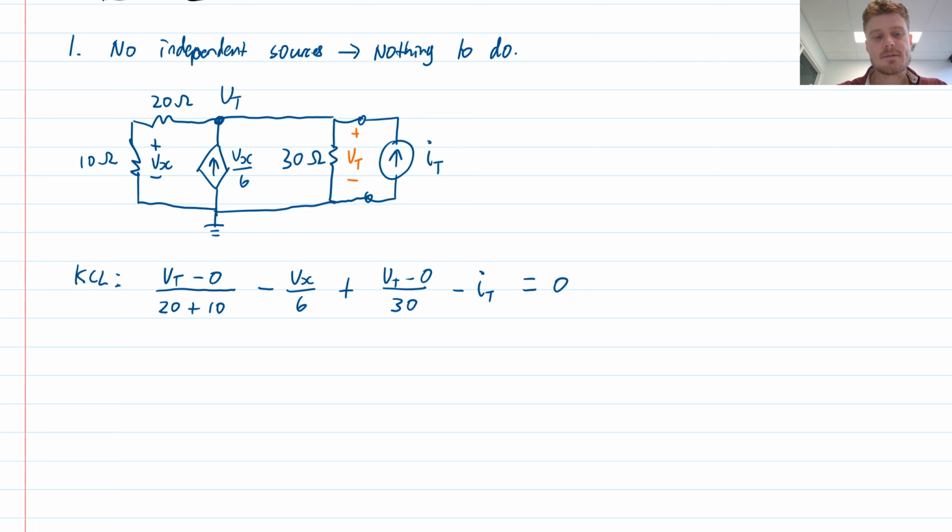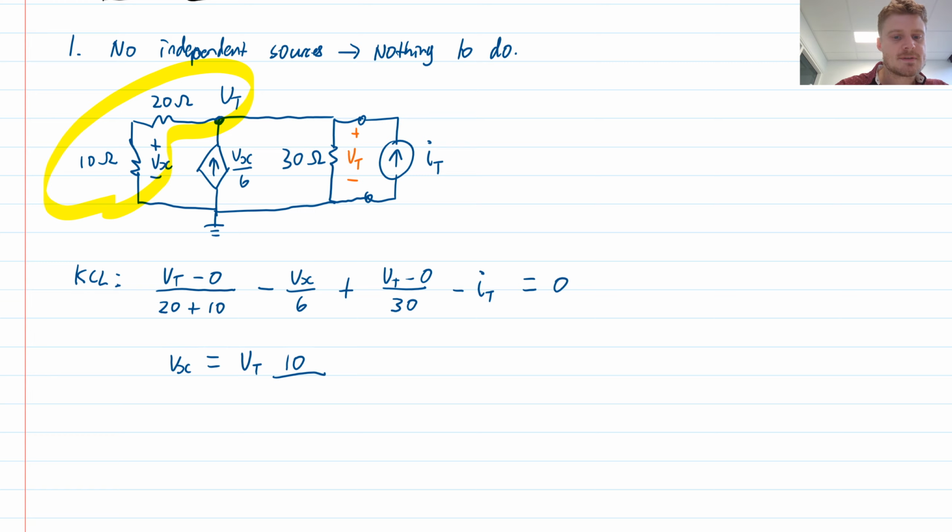Now what can I say about my voltage Vx? Well, Vx is a voltage divider based on this set of resistors over here. So using a voltage divider equation, I have that Vx is proportional to Vt, but multiplied by the resistor over which it's measured, that's 10 ohms, divided by the sum, which would be 10 plus 20. So this is Vt times 10 over 30, which is just Vt divided by 3.